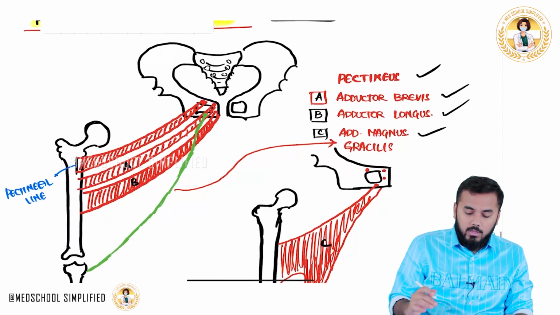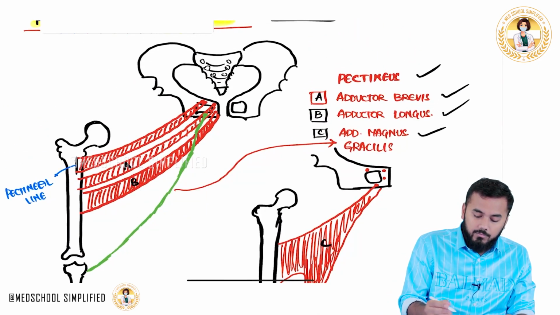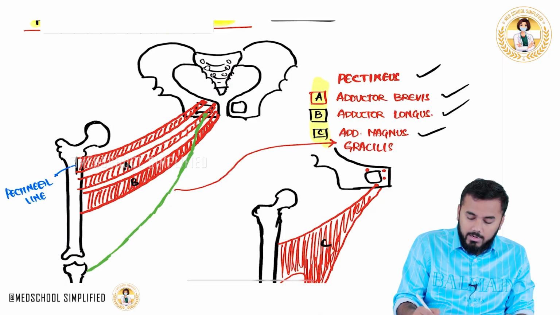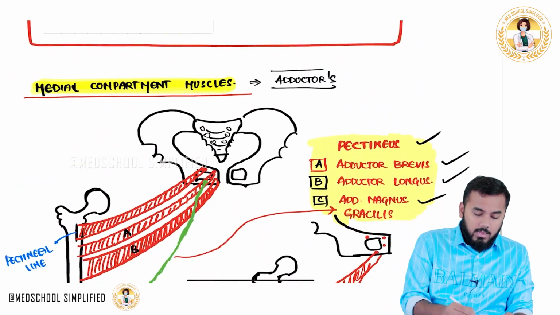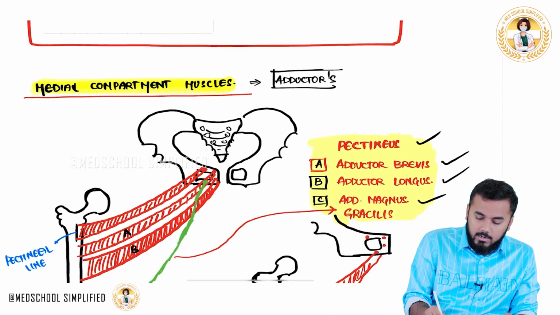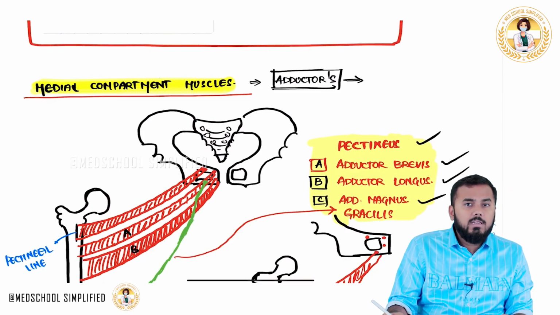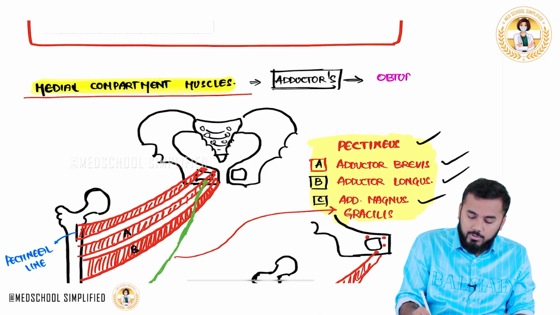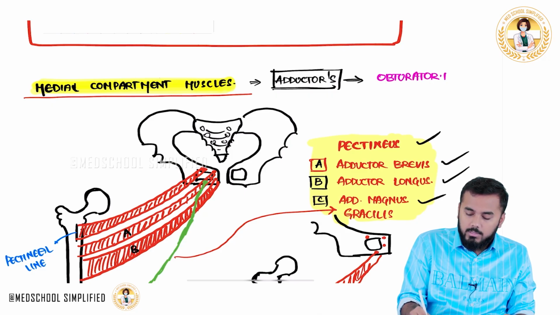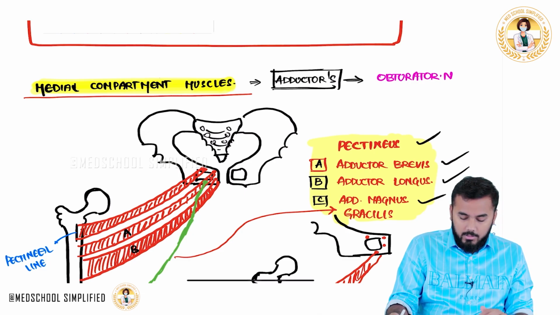Okay. So in this way, how many muscles do we have? We have got pectineus, right? We have got adductor brevis, we have got adductor longus, we have got adductor magnus, and not only that, we have also got our gracilis muscle. So these are the muscles which you see in the medial compartment. So once again, medial compartment are called as adductors, that is fine. And what is the nerve that is innervating the medial compartment? Very good. By now all of you might have known, that is obturator nerve. Okay, that is obturator nerve.